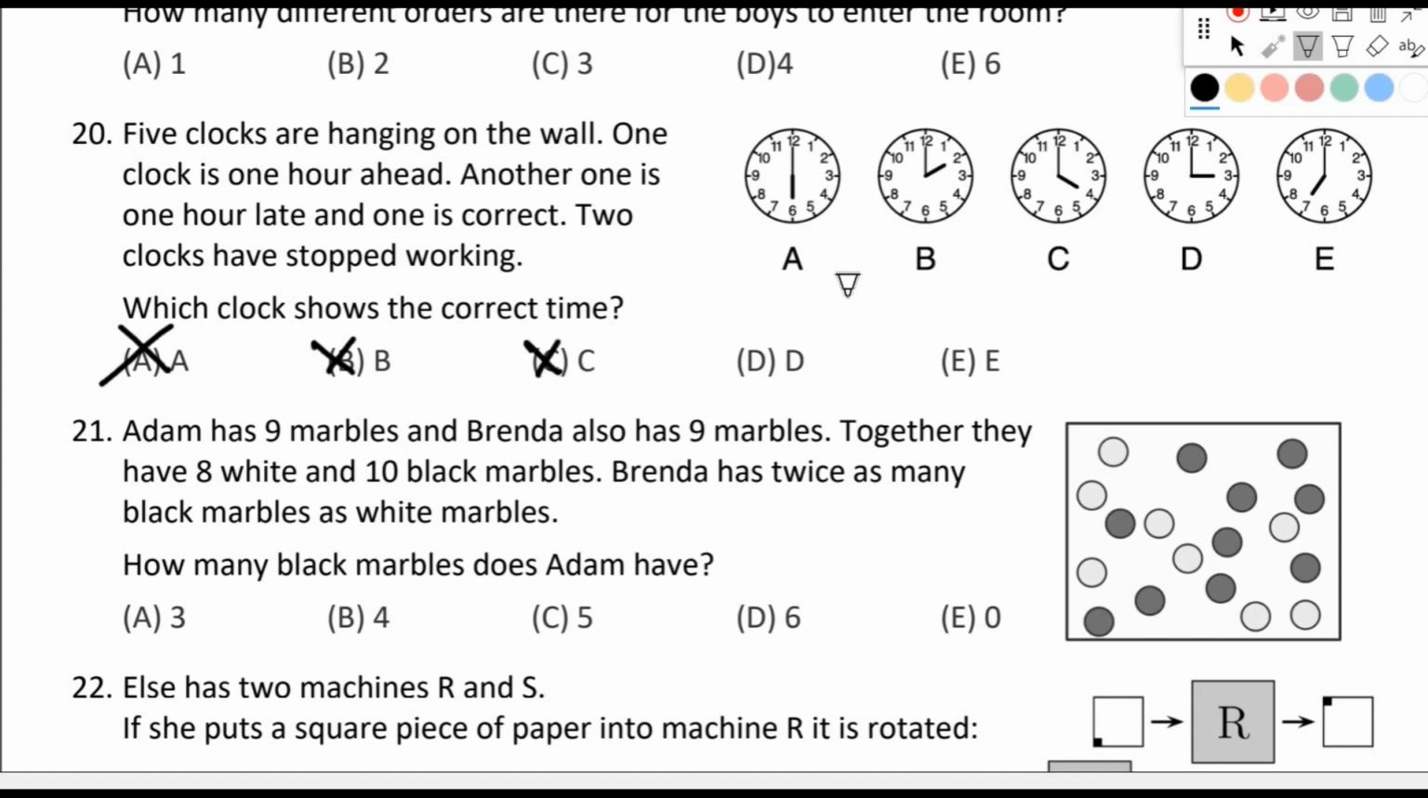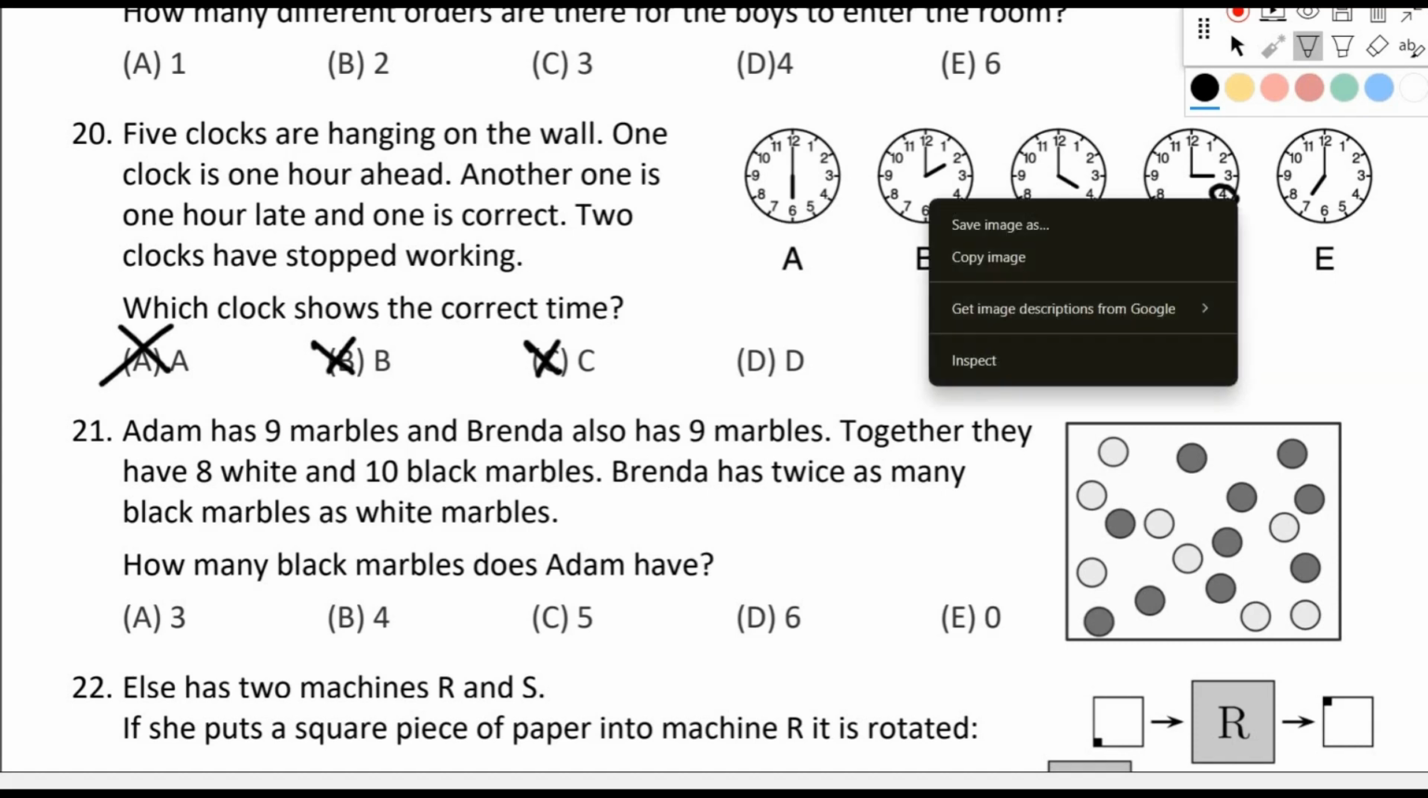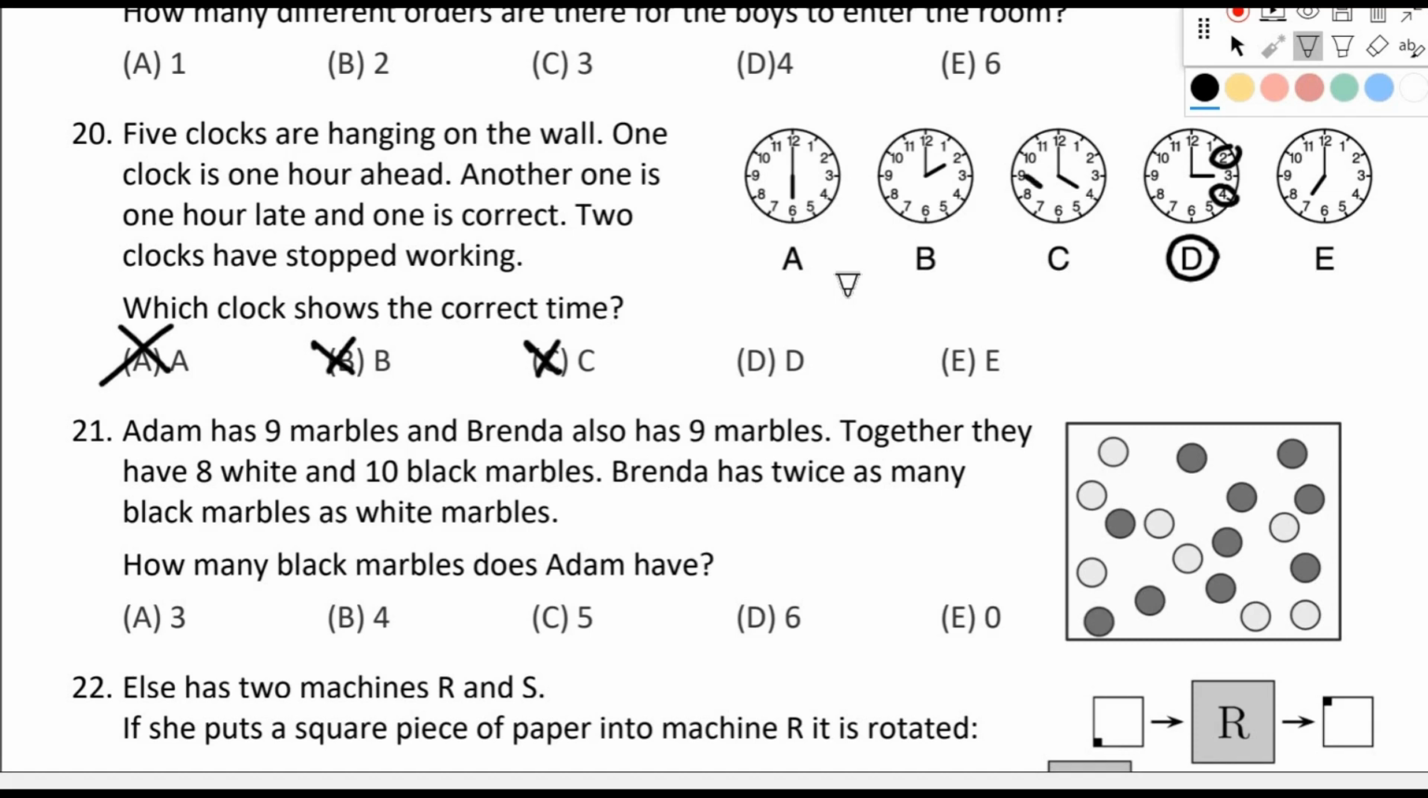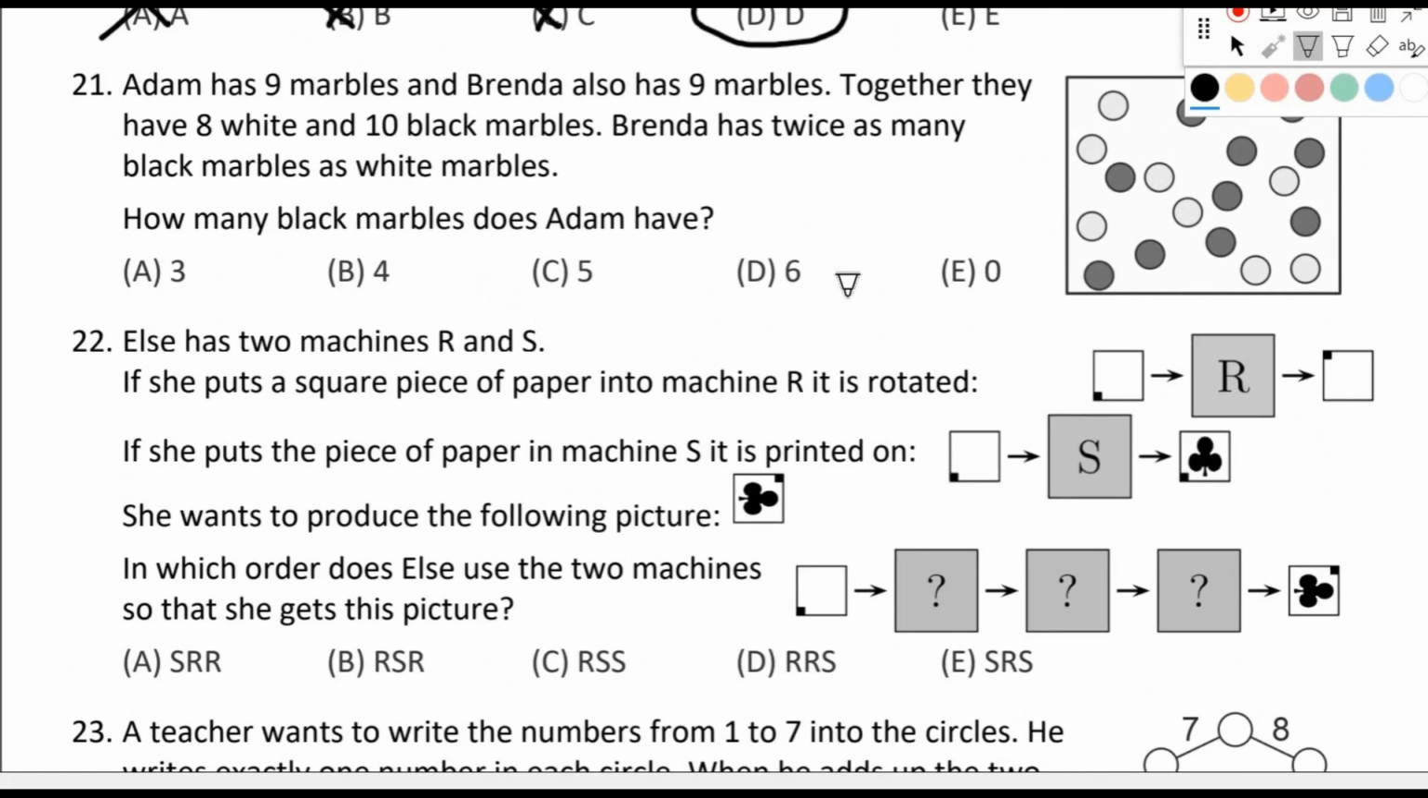About D. Maybe D is correct. Let's see. For D to be correct, there should be a clock that shows 4 o'clock and one that shows 2 o'clock. Do we have such clocks? Yes and yes. And there are two clocks which are not working. Maybe clock A and E are not working. So for 20th question, the correct answer is D. Now 4 more questions to go.